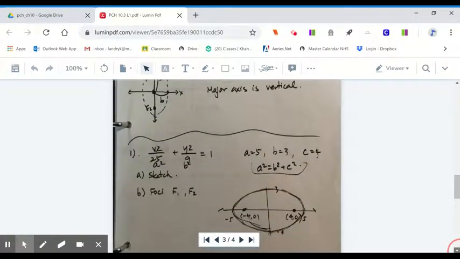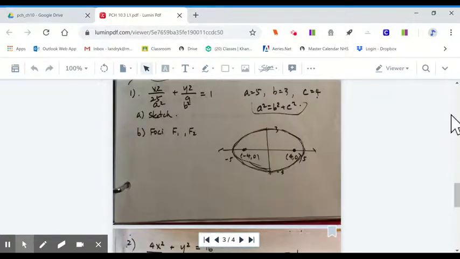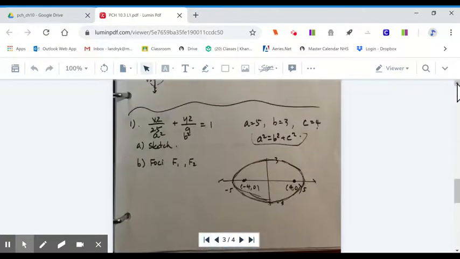Okay, so let's do an example. Here is an example. I give you the equation, and we're reverse engineering the ellipse. So x squared over 25 plus y squared over 9 equals 1. That means a squared is 25, b squared is 9. So a is equal to 5, b is equal to 3, and that gives us the vertices and the co-vertices.